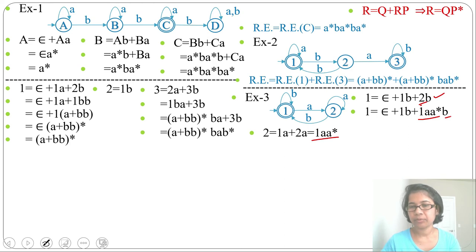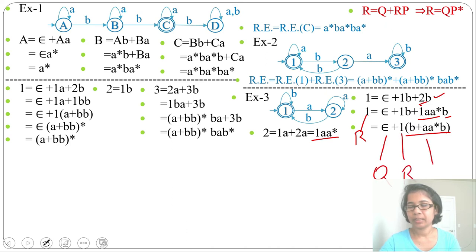Now take 1 common from both. It will be epsilon plus 1, then after taking 1 common, it will be (B plus A A closure B). Now this is our R, this is our Q, and this 1 is our R, and (B plus A A closure B) that is our P. Just write in Q P star format. So it will be epsilon, then (B plus A A closure B) whole closure. This is our Q, this is our P.